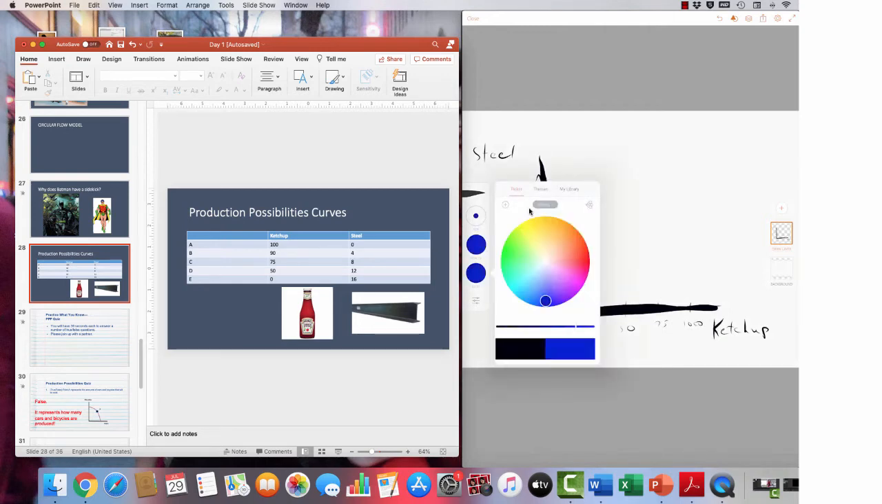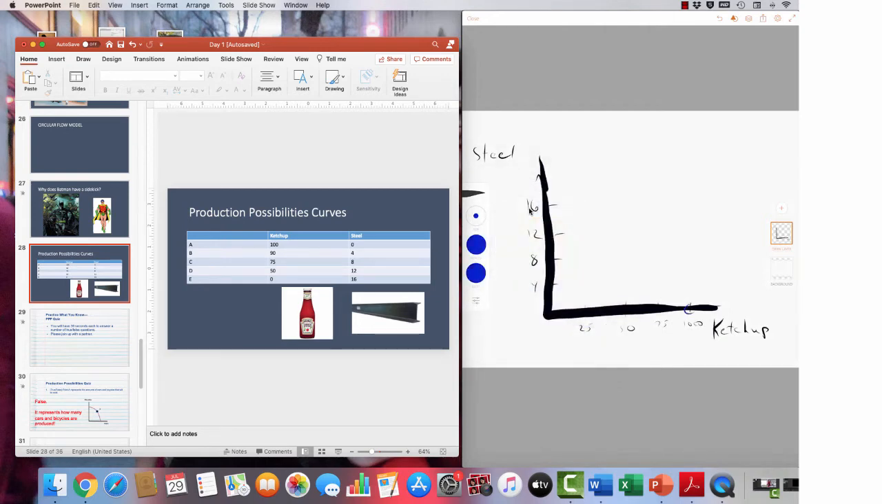and no steel. So that would be right here. That would be our point A. Point B is at 90 ketchups, which looks like it's somewhere in here, and 4 units of steel. So we'll have a dot right there. That's point B. Point C is 75 and 8.